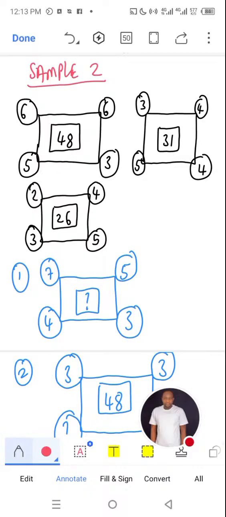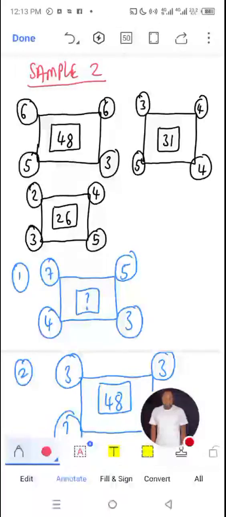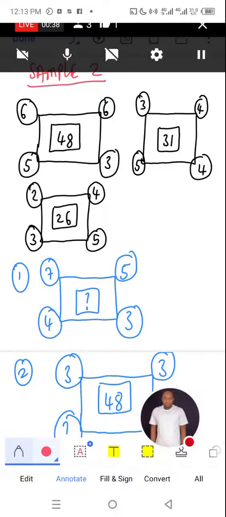So who's going to help us out? How are the numbers in the middle gotten? Anybody? How was 48 gotten? How was 31 gotten? How was 26 gotten? Let me allow you to think for a few seconds.